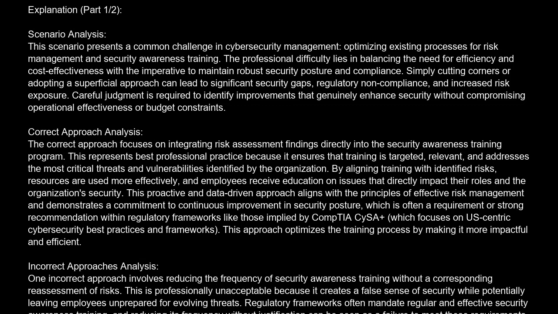The correct answer is C. Integrate findings from recent risk assessments and incident reports directly into the content and delivery methods of the security awareness training program. Explanation: scenario analysis.